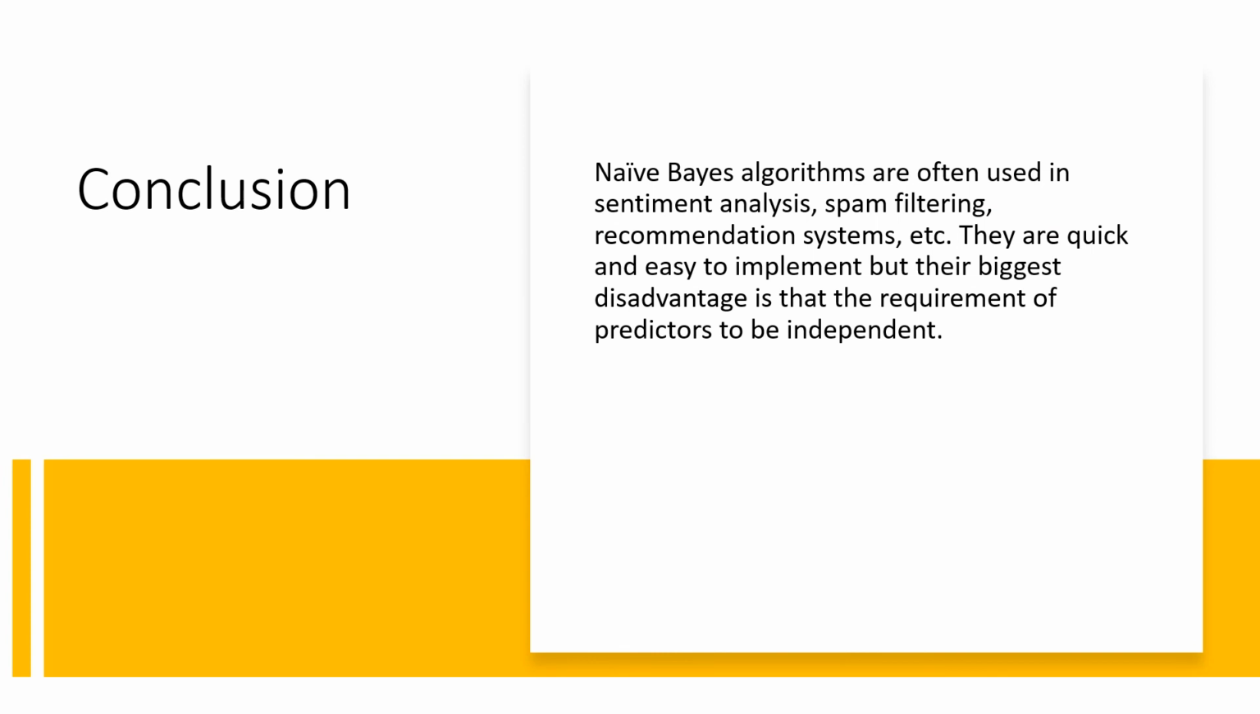Conclusion: the naive Bayes algorithms are often used in sentiment analysis, spam filtering, recommendation systems, and so on. And my explanations in the previous slides have shown that they are quick and easy to implement, but their biggest disadvantage is that the predictors will always be assumed to be independent.